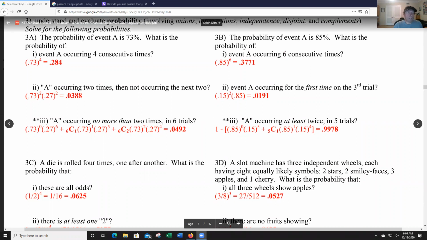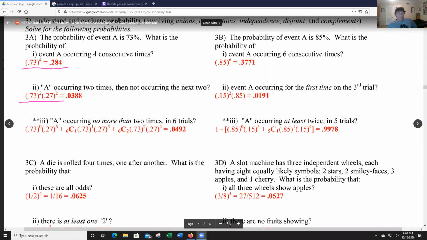Probability event on question 3. Event A is 73%. What is the probability of event A occurring 4 consecutive times? This is easy. 4 consecutive times would be 0.73 to the 4th. And then the next one, A occurring 2 times, then not occurring. Well, not occurring is the complement. And I'm using exponents to signify how many trials we've got.